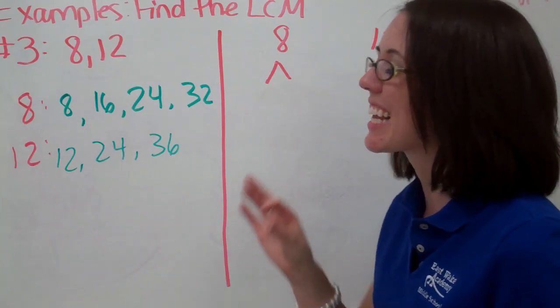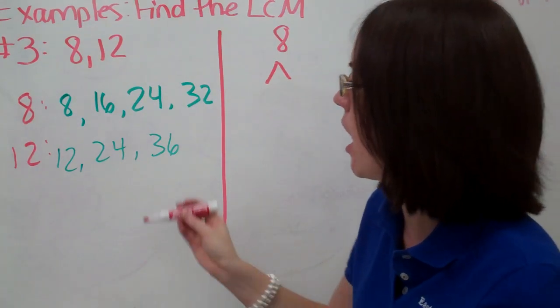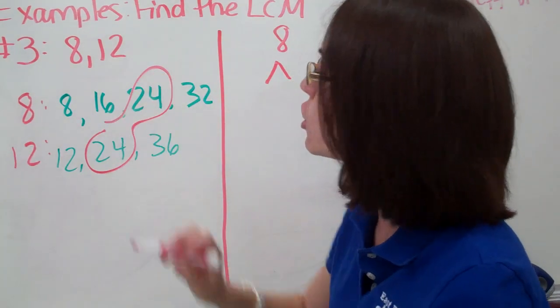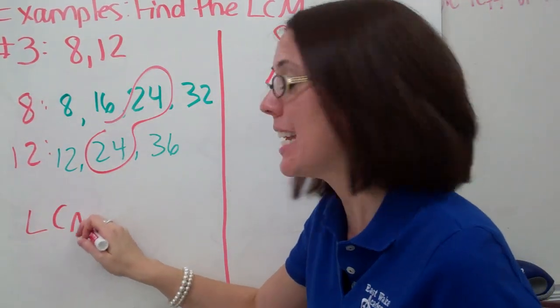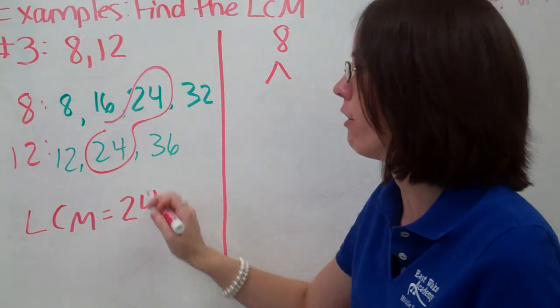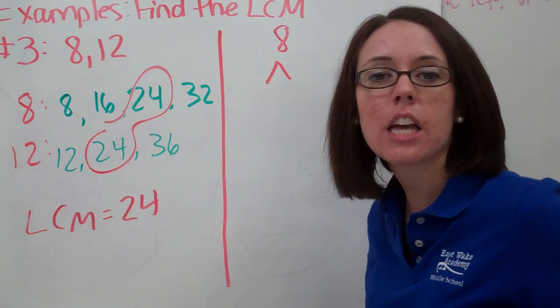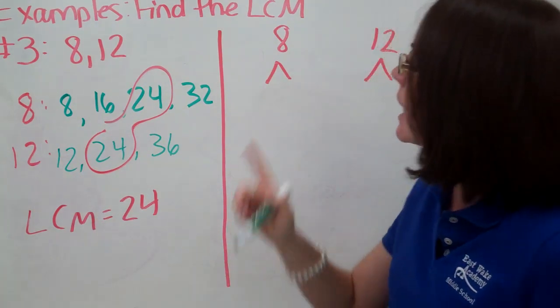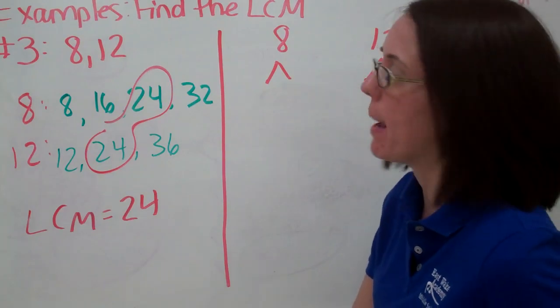Which number is the least number they both have in common? That number is 24. Our LCM is 24 for 8 and 12. That's the least common multiple of those two numbers. Let's do it our other way and see if we get the same answer.